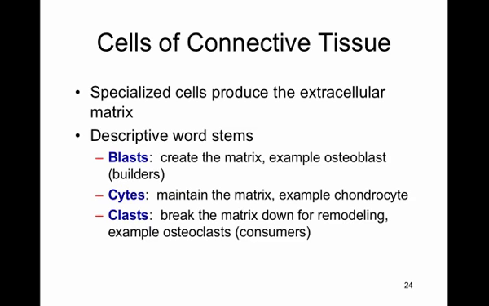And then cytes are just the cells that maintain and are just there all the time. And chondrocyte is the example there. What does the prefix chondro mean? It means cartilage. So if you have a chondrocyte, it's maintaining the cartilage matrix.